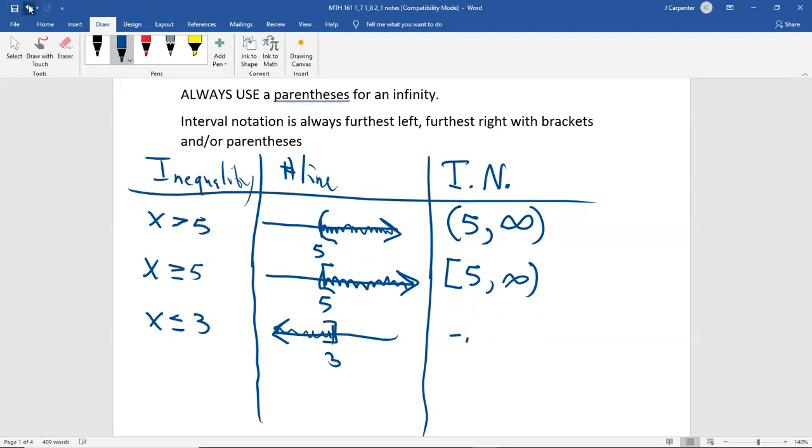The furthest left is negative infinity, we're going left forever. The furthest right is the 3. Your orientation is extremely important. We bracket the 3 because it was included. We parentheses the infinity because they're never included. If you get these numbers swapped, there's no partial credit for something like that at this level.